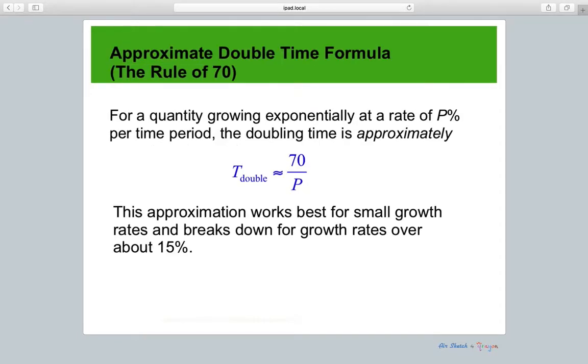All right. So this is an approximation rule to find the doubling time. For a quantity growing exponentially at a rate of p% per time period, the doubling time is approximately 70 over p. And it's important to note that this approximation works best for small growth rates and breaks down for growth rates over 15%. So you shouldn't use this approximation when p is larger than 15.